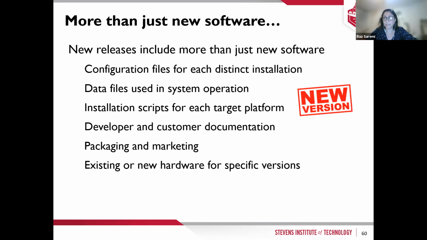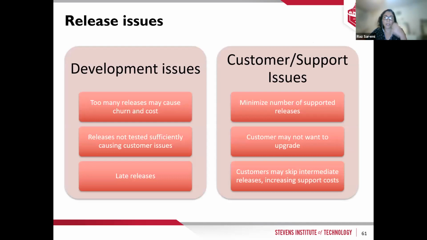So they had to fix it soon. So it wasn't just the software, it wasn't compatible with the Pixel hardware itself. So the issues, from the development side, are that too many releases cause cost and too much churn. The release is not tested sufficiently, so we have a buggy system, and with a late release, we are losing the market.